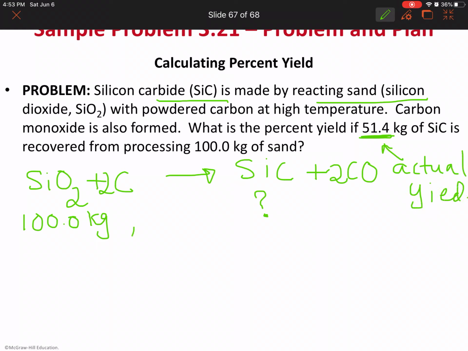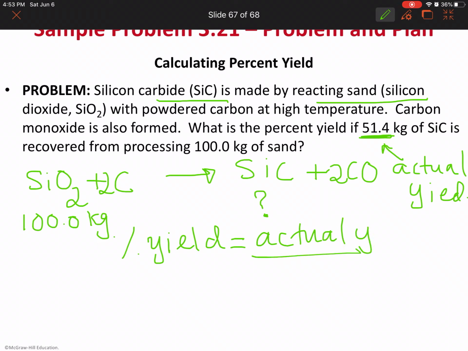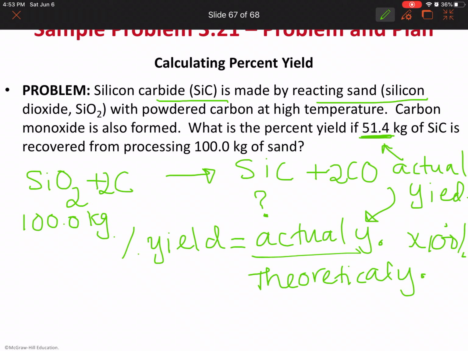So remember, the percent yield is going to be actual yield over theoretical yield times 100. The actual yield is given to us, 51.4. We're going to find out the theoretical yield. How do we find the theoretical yield? You use the 100 kilogram silicon dioxide and see what's the maximum of silicon carbide that you can make.